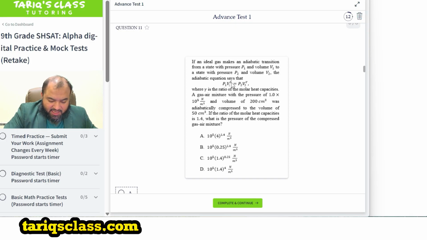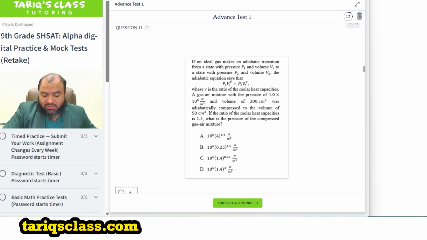So what is this thing on the top? It looks like a Y. This is the molar ratio of heat capacities. Whatever it looks like, it doesn't matter, but it represents the molar ratio of heat capacity. Now a gas-air mixture with a pressure of 1.0. The pressure is given, then the volume of 200 is given, and then compressed to another volume is given.